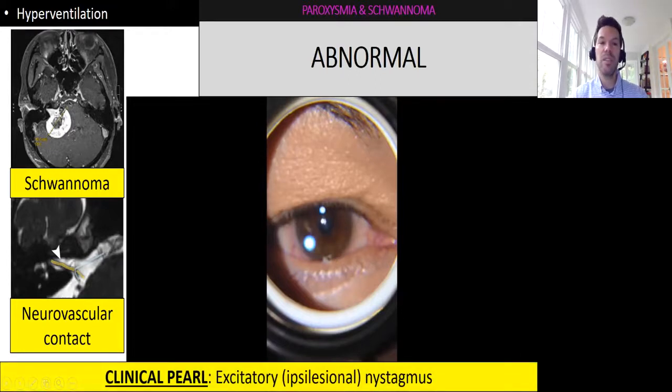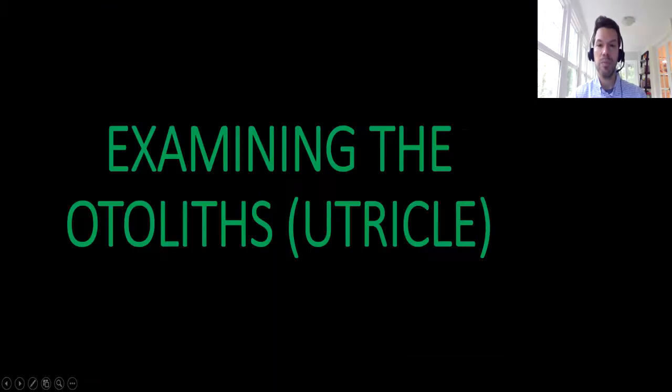And usually in these conditions, it's going to bring on an excitatory or ipsilesional nystagmus. So in this case, both of the lesions are right-sided and this patient's nystagmus was right beating. But inhibitory patterns also exist.